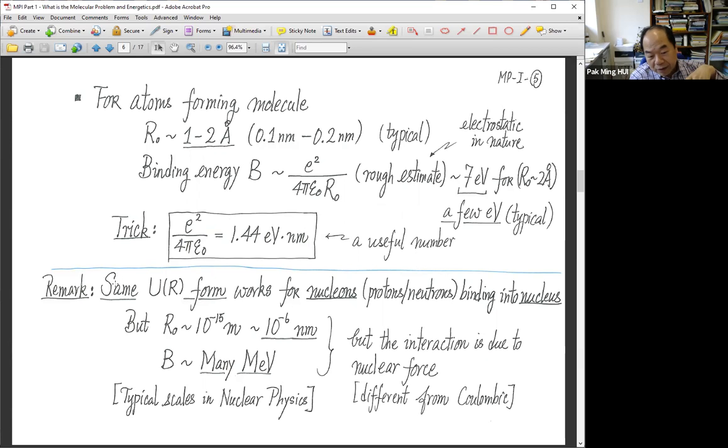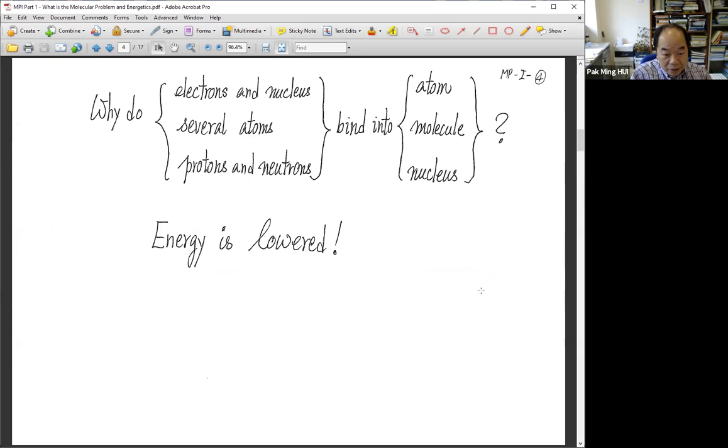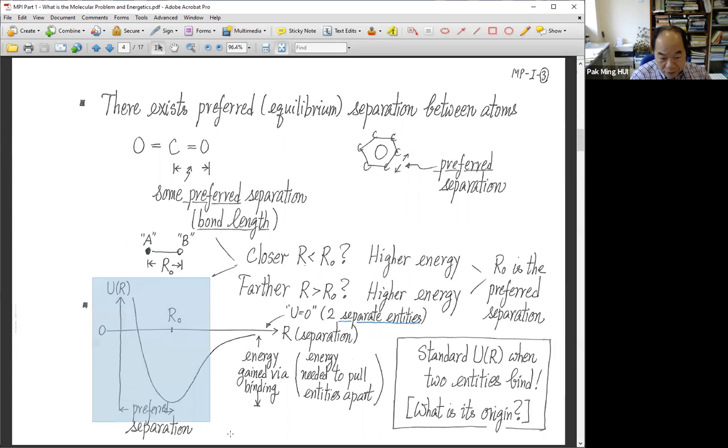The following minutes have nothing to do with molecular physics. I'm just trying to point out that even when we are dealing with nuclear physics, when two nucleons bind together, we are still looking at this curve. So you can imagine this is the energy versus neutron-neutron separation, okay? And you have this shape because they bind in the nucleus.